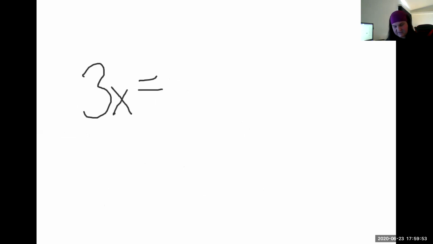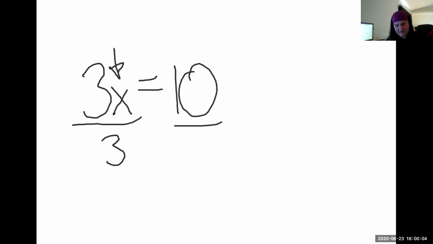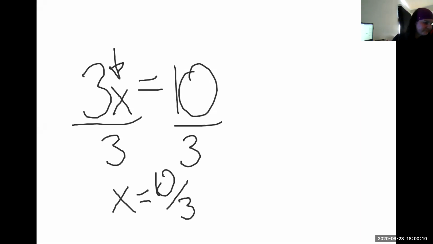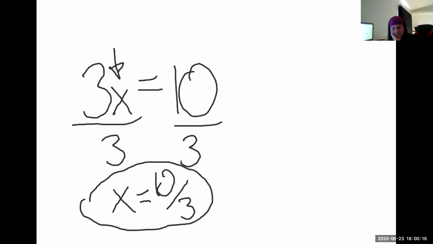3x equals 10. Well, we've got to isolate the variable. We have to get that all by itself. So we divide by 3. X equals 10 over 3. That one was actually really easy because there's only one step. But there is our answer.